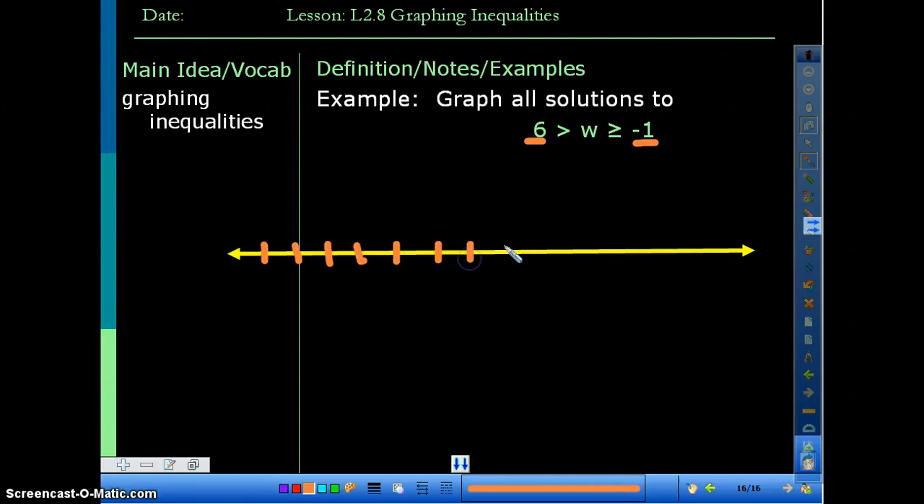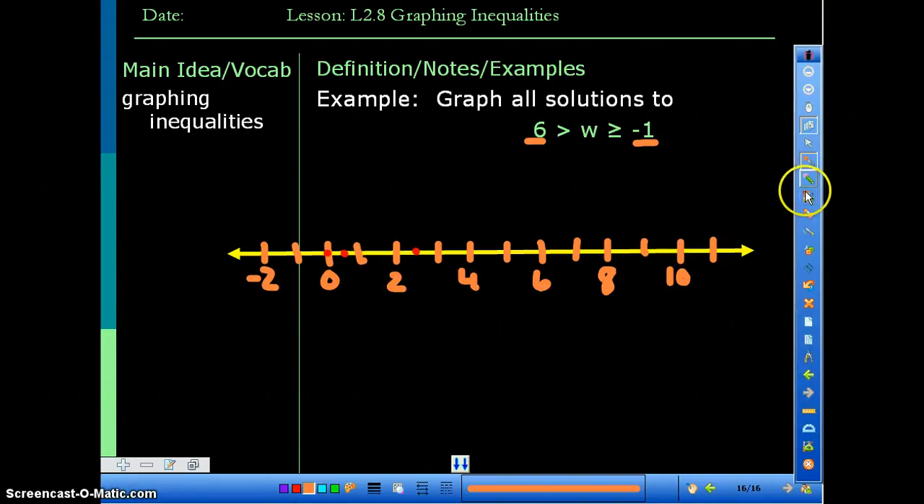In a double inequality, it's really helpful the way it's set up, because W is right between 6 and -1. All of our possible values will be right between -1 and 6. So go ahead and label your number line so that you can see both. So we've got a good number line here. Our job is to find at least 3 values that fit.